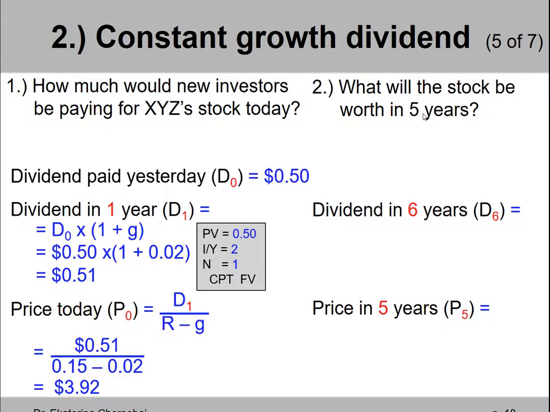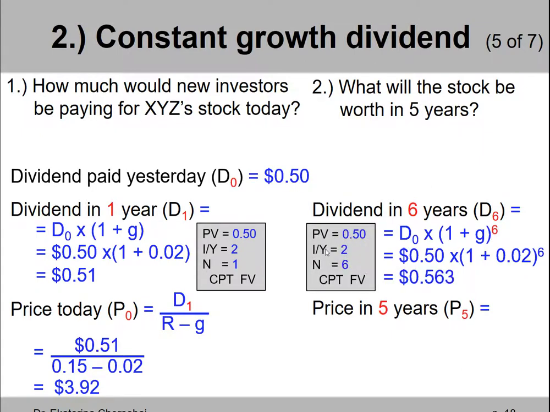Now, to find the price in 5 years, we need to do the same thing. We go one step further. So dividend in 6 years should be divided by R minus G. Okay? How would we find dividend in 6 years? We can, for example, take the most recently paid dividend, 50 cents, which was given, and multiply it by 1 plus the growth rate, which is 2%, and raise to the power 6, right?